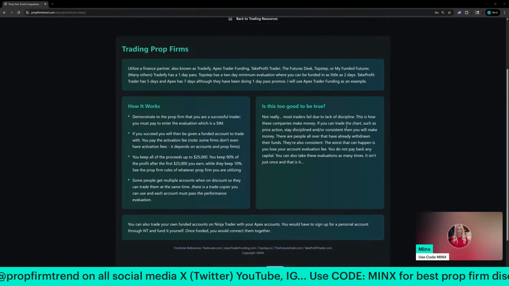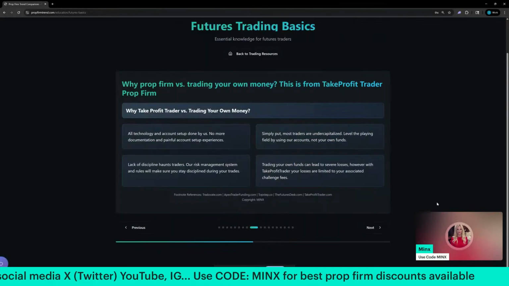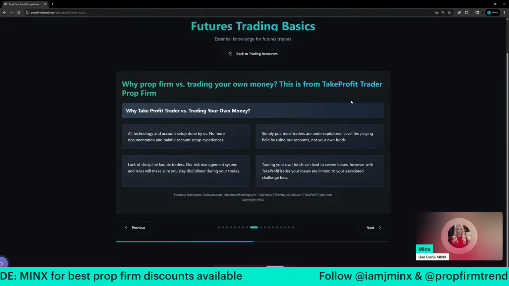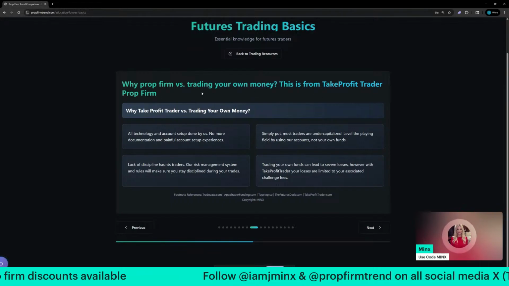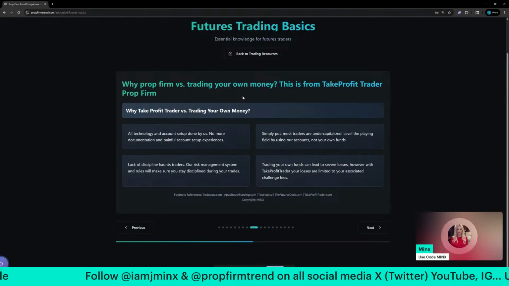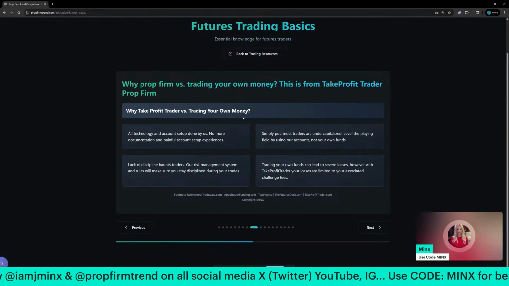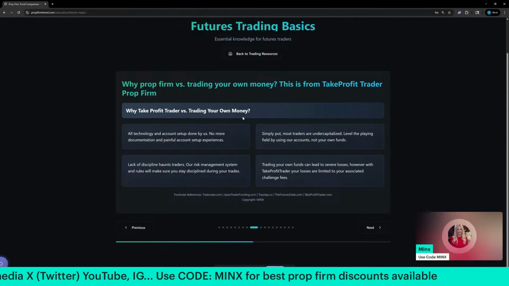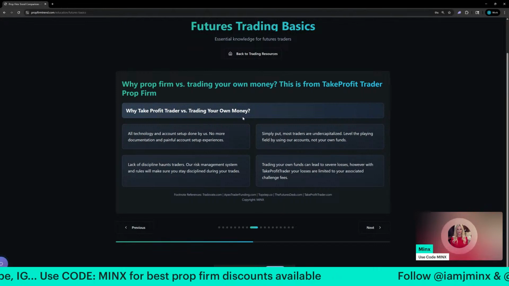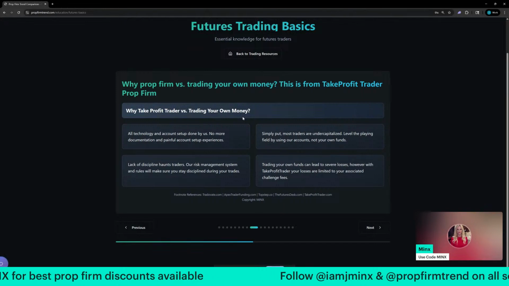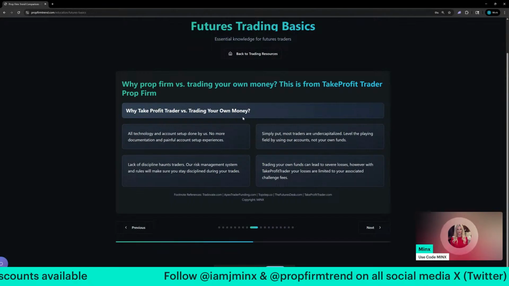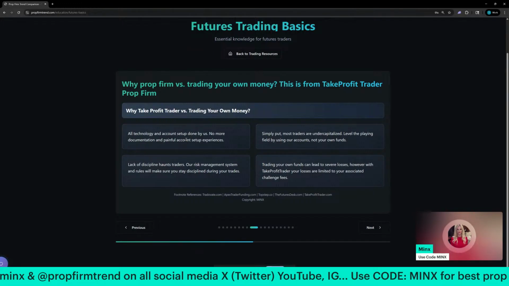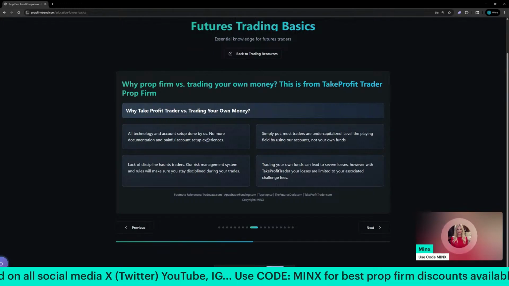to make it. So this right here is from Take Profit Trader, but basically, why prop firm versus trading your own money? Now, let's be real. Simply put, most traders are undercapitalized, and you level the playing field by using their accounts and not your own funds. All of the technology, live data, everything is set up by them. There's no documentation and painful account setup experience.